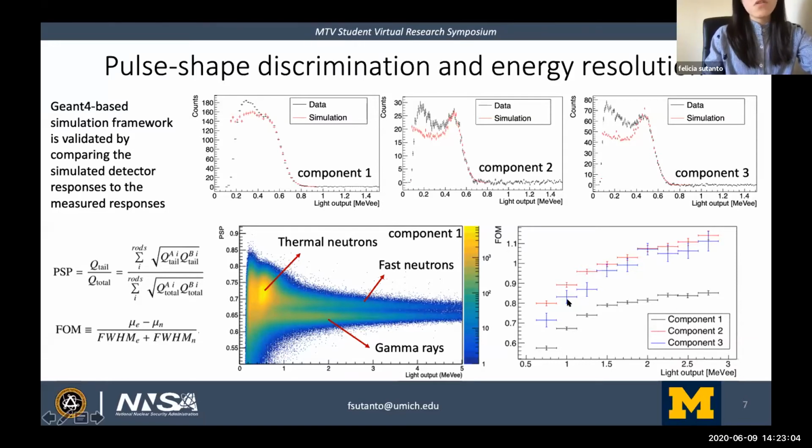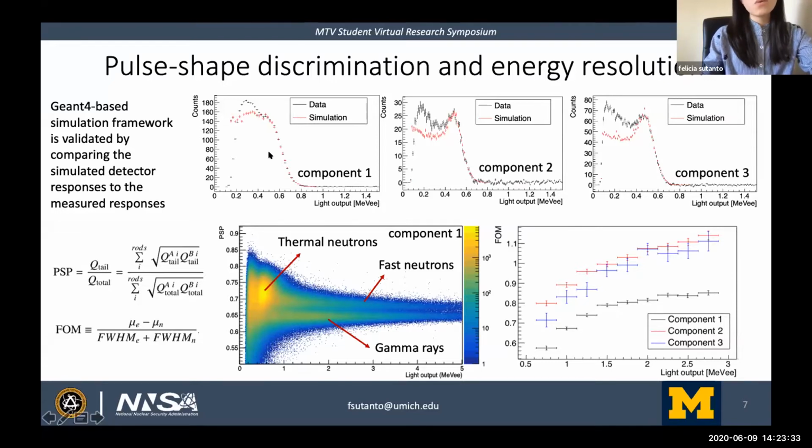The associated figure of merit as a function of light output is shown here. At 1 MeV, we observe a figure of merit around 0.7 for component 1 and about 0.8 to 0.9 for components 2 and 3. I also took measurements with a cesium source to investigate the energy resolution of the SAND components. Component 1 shows an energy resolution of about 22% at the Compton edge of 662 keV gamma rays. And components 2 and 3 show an energy resolution of about 18% at the Compton edge of 662 keV gamma rays.